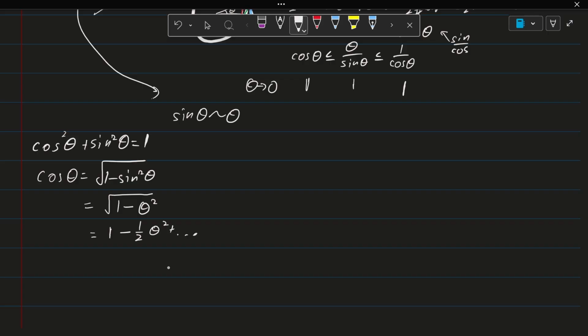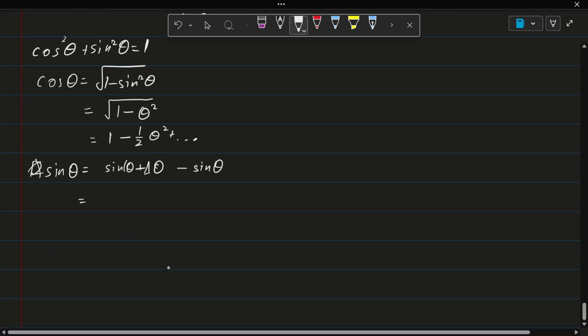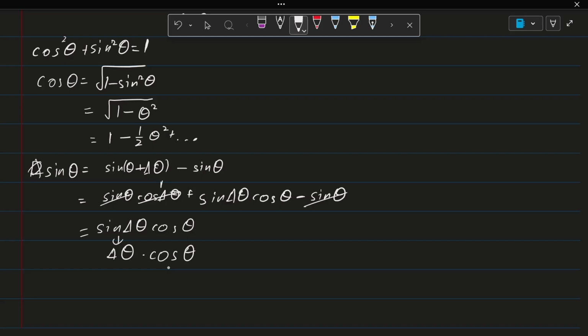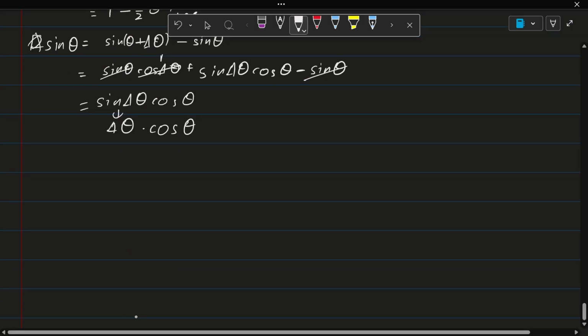So with that, we can now start to find the derivative of sine. The change of sine theta would be sine of theta plus delta theta minus sine theta. So this would be sine theta cosine delta theta plus sine delta theta cosine theta minus sine theta. When delta theta goes to 0, cosine delta theta pretty much goes to 1, so we could just cross this out in order to obtain sine delta theta cosine theta. And sine delta theta is pretty close to delta theta. So we have obtained the derivative of sine theta, which is cosine theta.